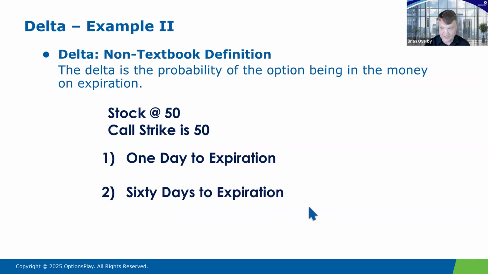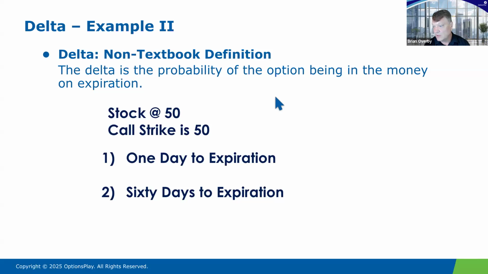All right, so let's dig deeper. So now I'm going to blow your mind. Okay, we got rid of the textbook definition, and I don't care if you ever quote the textbook definition again, but I love the non-textbook definition. The delta is the probability of the option being in the money at expiration.